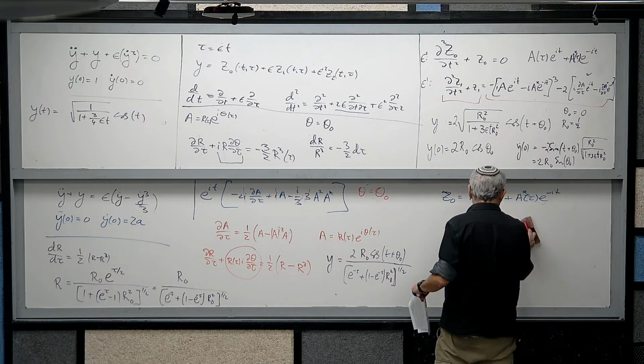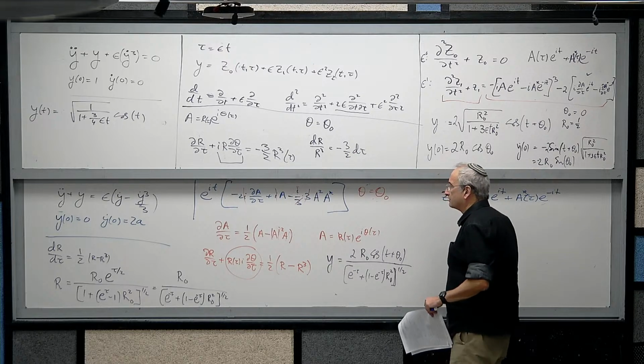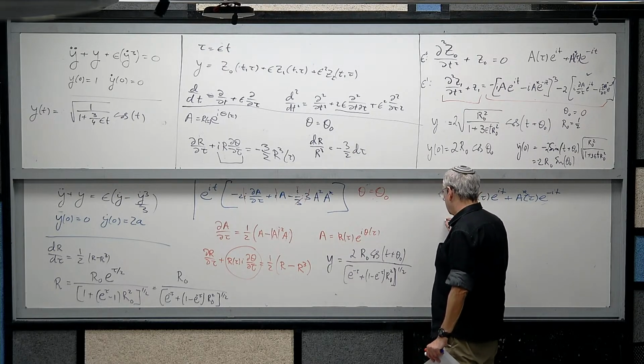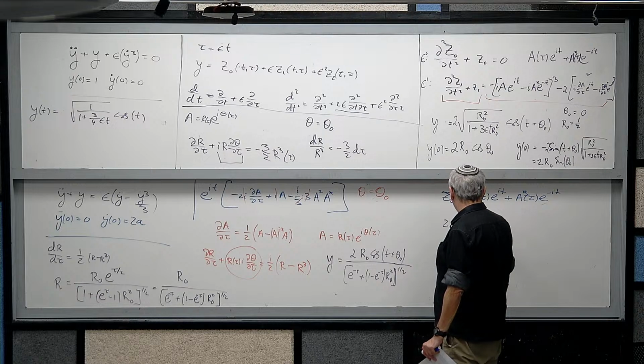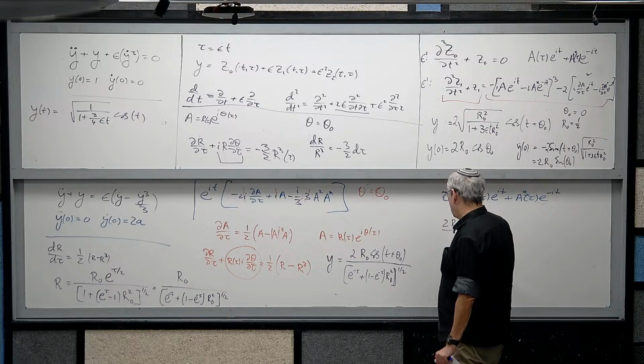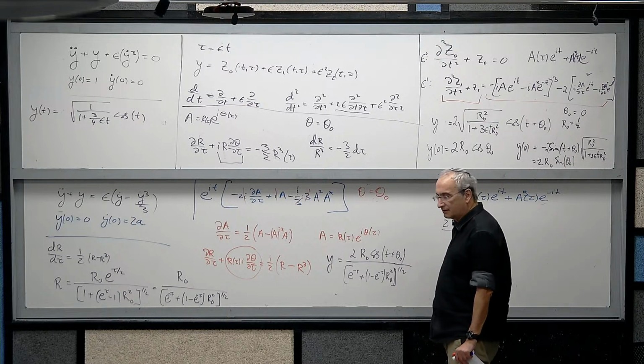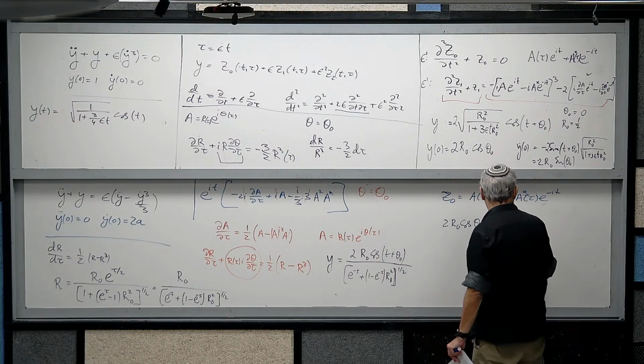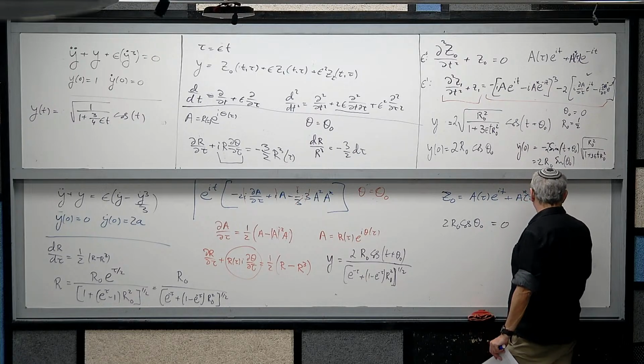So what are the initial conditions? First of all, we want y of 0 to be 0, meaning that 2r naught cosine of theta naught divided by, now if tau is 0, then this is 1. The denominator is 1, so this is 0 for y of 0 to be 0.